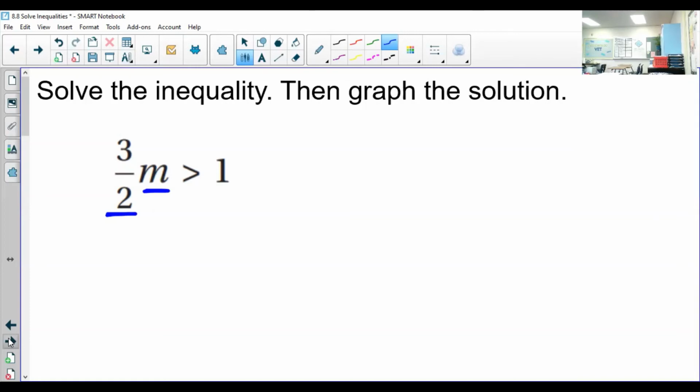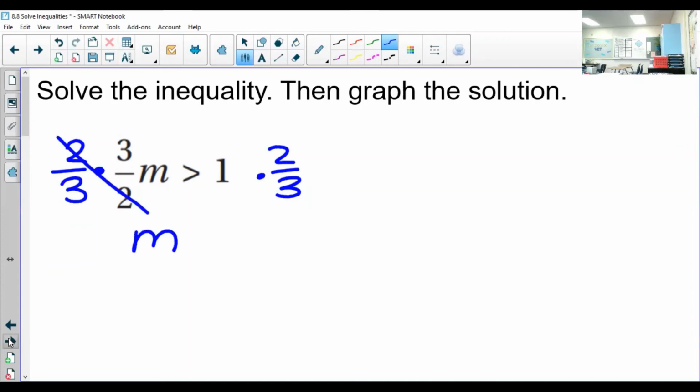But dividing by a fraction is the same thing as multiplying by the reciprocal. So we're just going to do that right away. Don't worry about dividing. If there's a fraction here, we're just going to multiply both sides by the reciprocal. So if we times by 2/3 on the left, we're going to times by 2/3 on the right. My fractions are going to cancel. m is greater than, what's 1 times 2/3? 2/3. That's all.